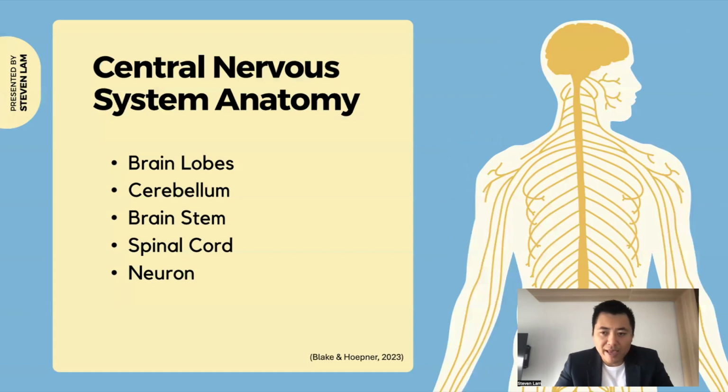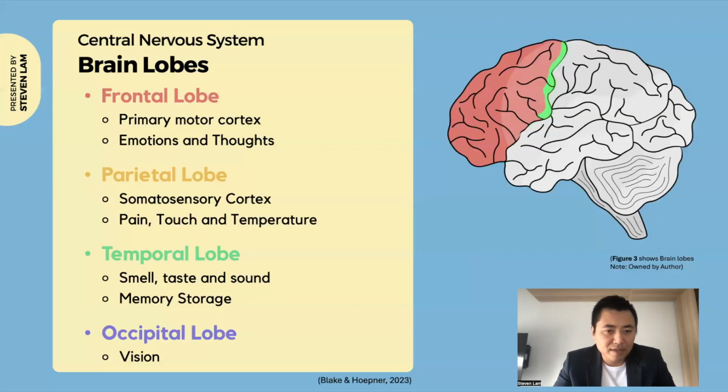So before we learn about how the immune system attacks the body, we've got to do a little bit of anatomy. So we're going to look at the central nervous system here, where we focus on the brain lobes, cerebellum, brainstem, spinal cord, and neuron. Now, the brain lobes, you have the frontal lobe, which contains the primary motor cortex there in green, and its role is to send messages for you to be able to move your muscles. The frontal lobe also helps control emotions and thoughts.